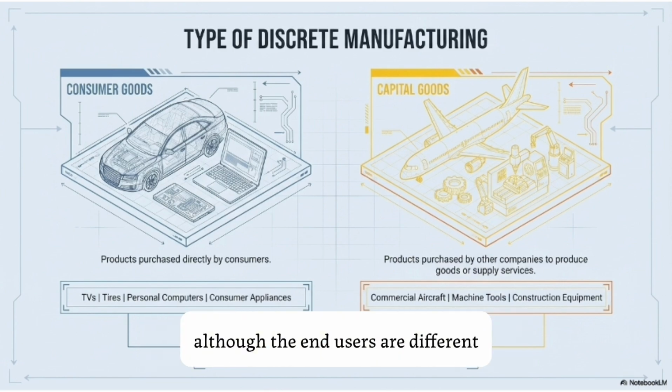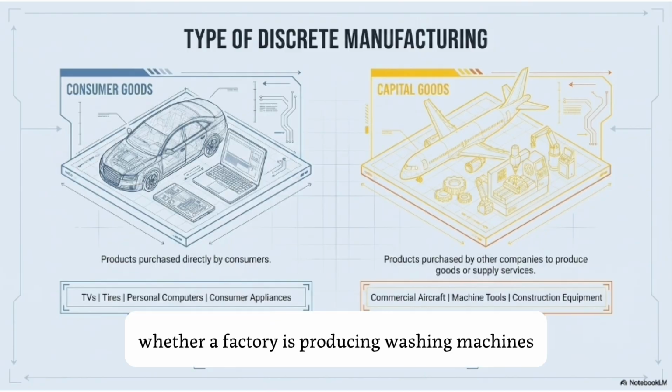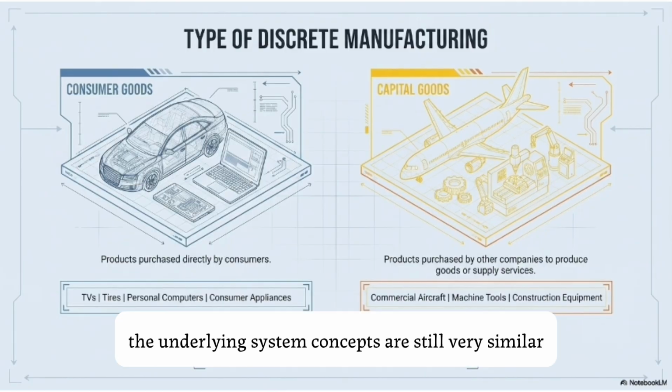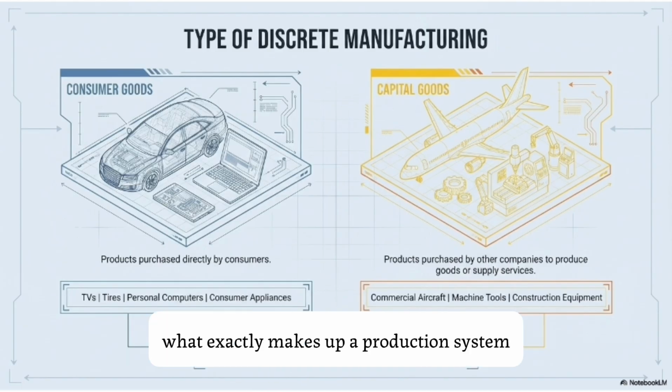Although the end users are different, both categories still follow the same fundamental manufacturing principles. Both require materials, machines, labor, planning, quality control, and logistics. This means that whether a factory is producing washing machines or CNC machines, the underlying system concepts are still very similar. So, if all these products are made through a system, the next question is, what exactly makes up a production system?